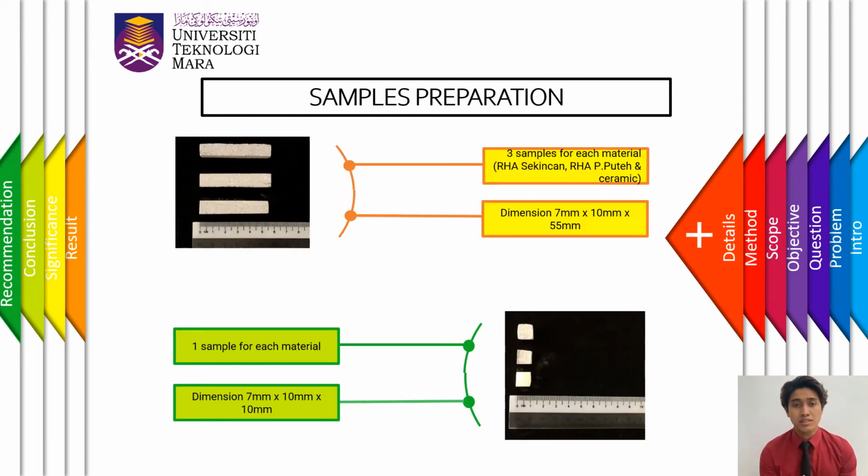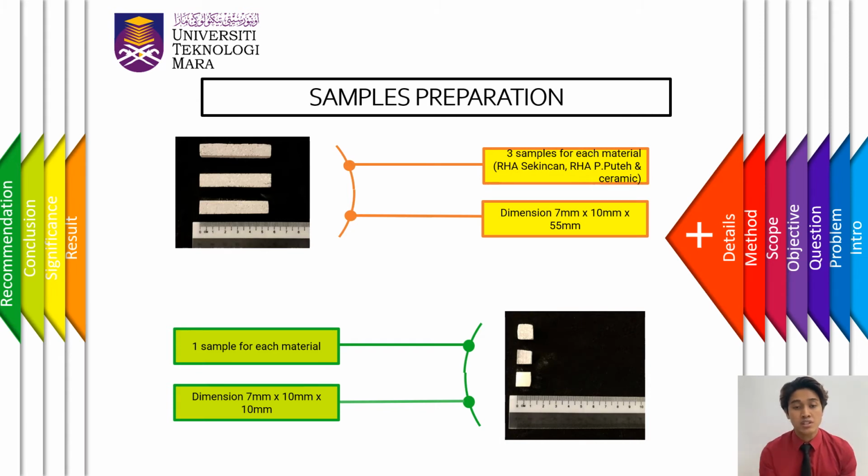Alright, these are the details of the methodology steps, which is the subsamples preparation. The first picture on your left shows the samples prepared for the 3-point bend test. Each material, which is RHA from Sekinchan, RHA from Pasir Putih, and ceramic, the commercial filter, will have 3 samples each with the dimension of 7 x 10 x 55mm cube.